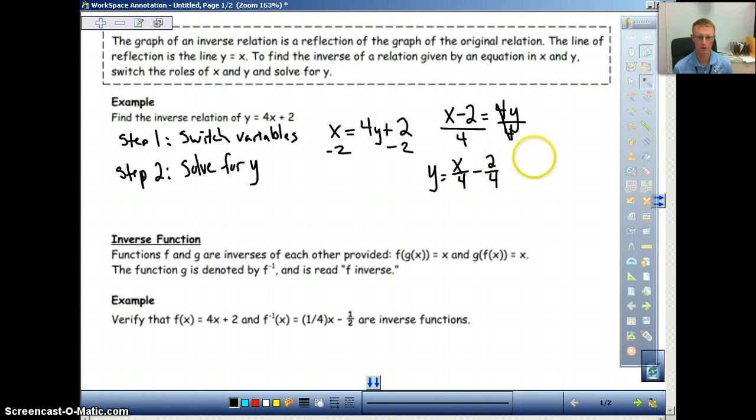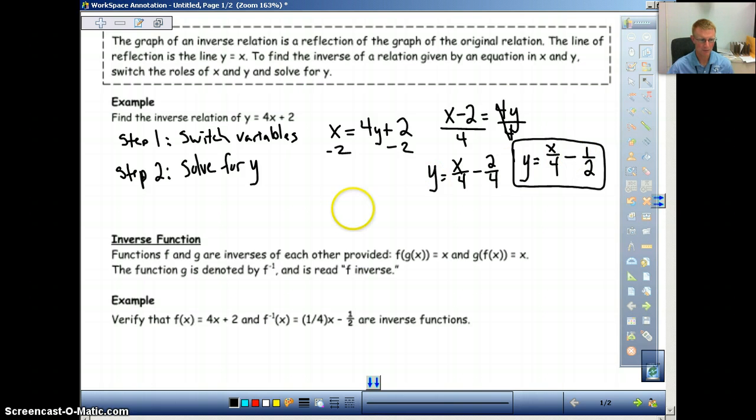And then don't forget to reduce. y equals x over 4 minus 1/2. So that is our inverse relation. It's real simple. It doesn't matter what equation you have. All you're doing is switching your x and y values and then solving for your y. That's how you find an inverse relation.